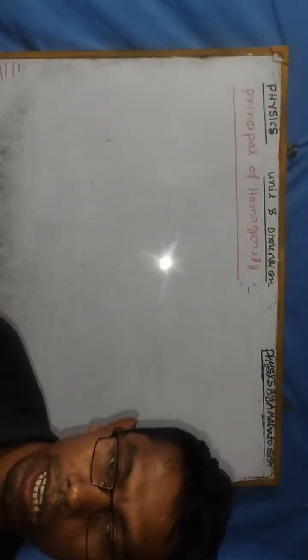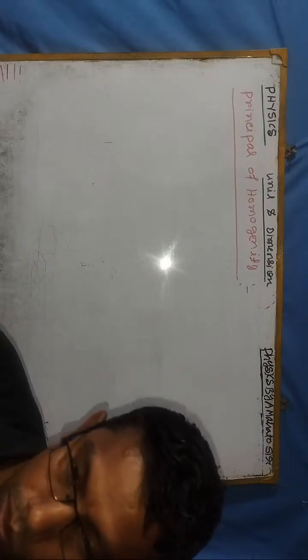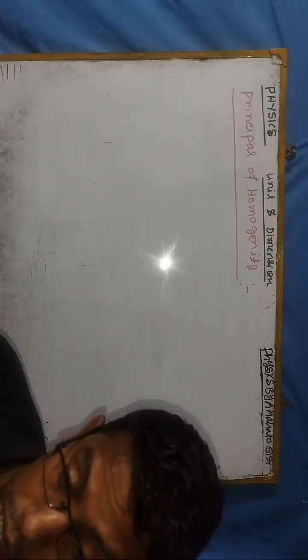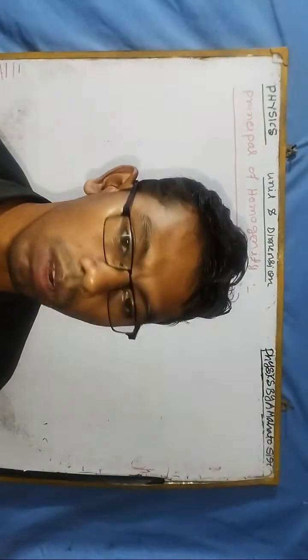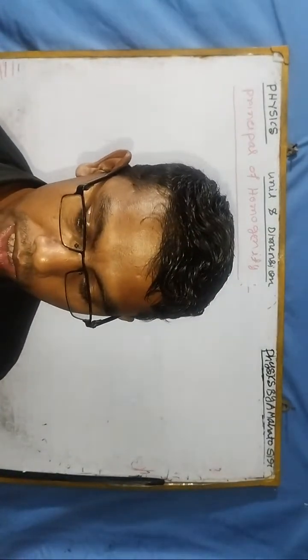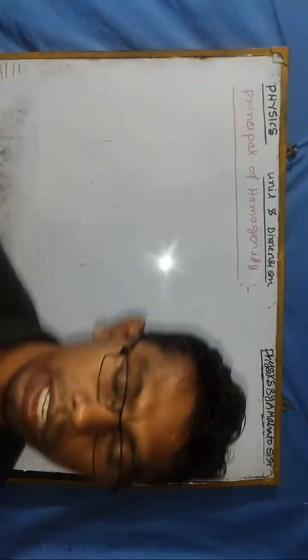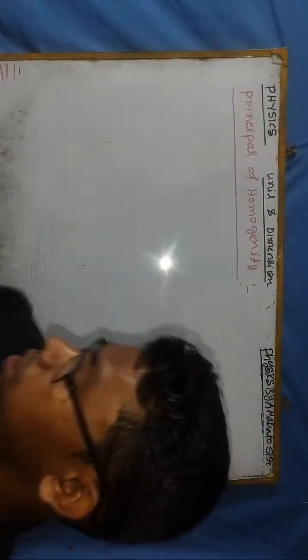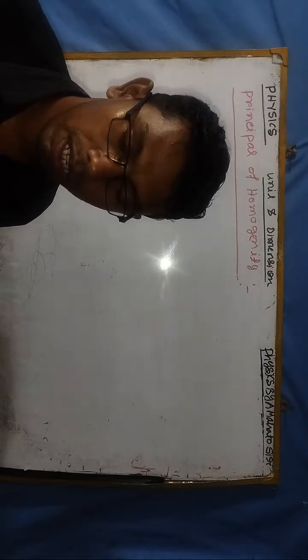So what is the principle of homogeneity? The principle of homogeneity is a rule. In an equation, the physical quantities that are added or subtracted must have the same nature, the same unit and dimension.